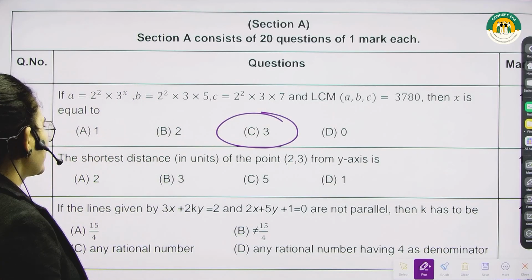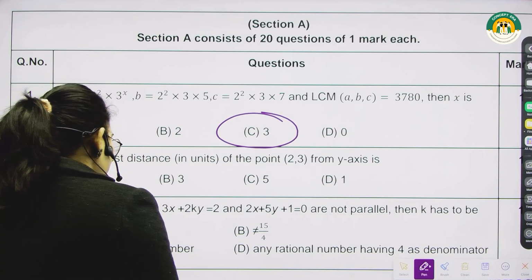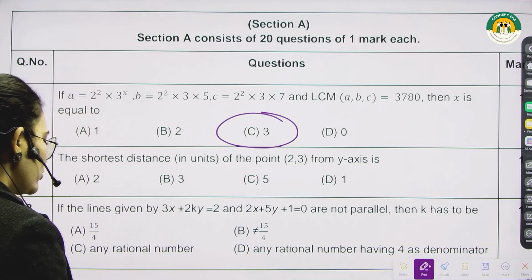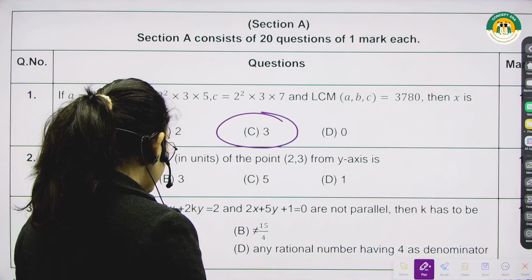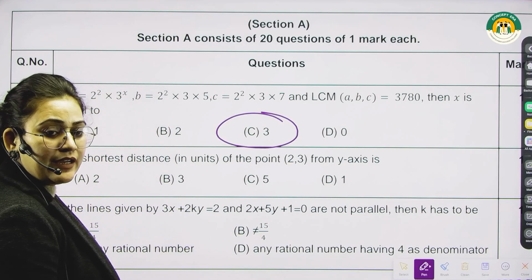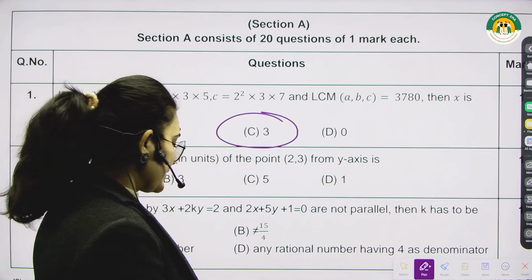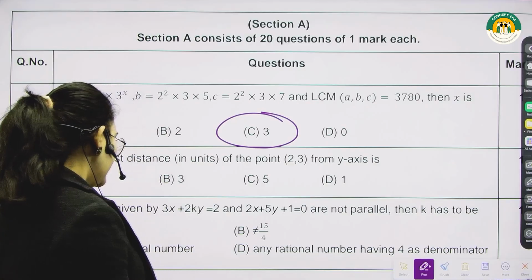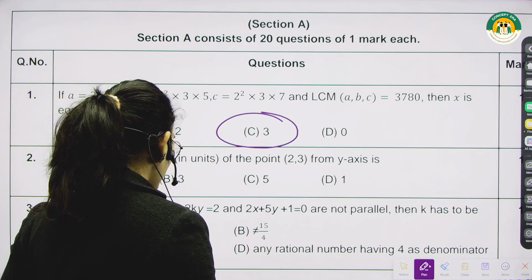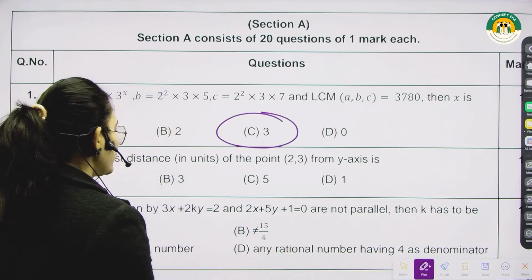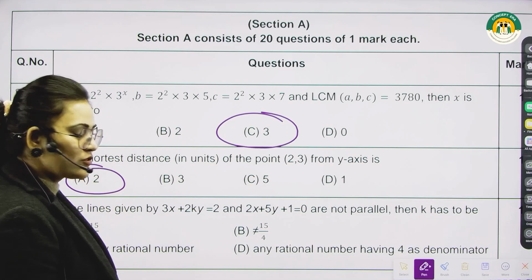Next question is: the shortest distance in units of the point (2, 3) from the y-axis is. So the given point is (x, y), that is (2, 3), in a Cartesian coordinate system. In this system, x represents the horizontal displacement from y, and y represents the vertical displacement from x. So the y-axis is the vertical line defined by the equation x equals 0. The shortest distance from point (x, y) to the y-axis is the absolute value of x, that is 2.